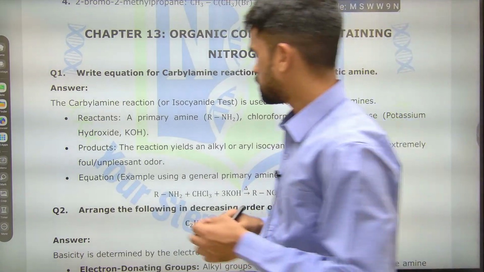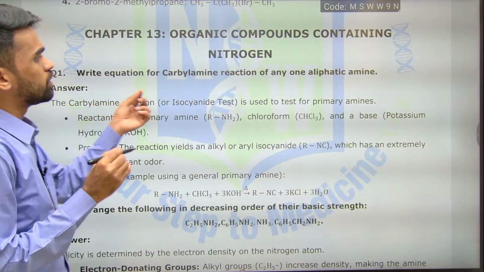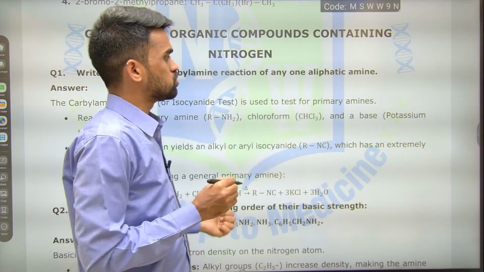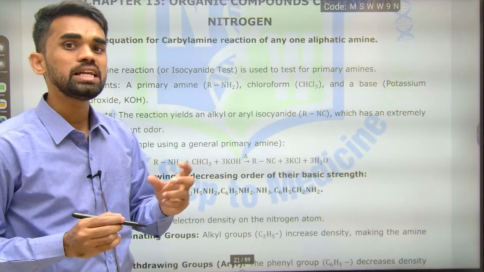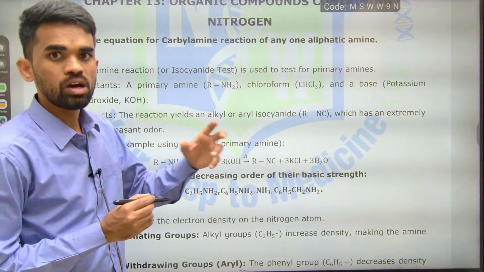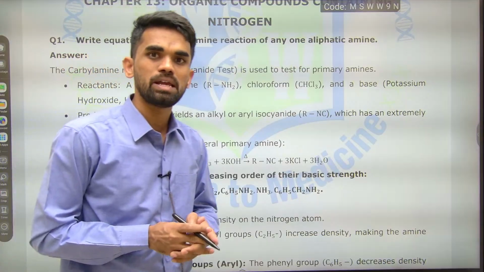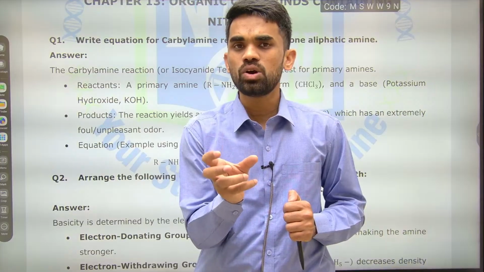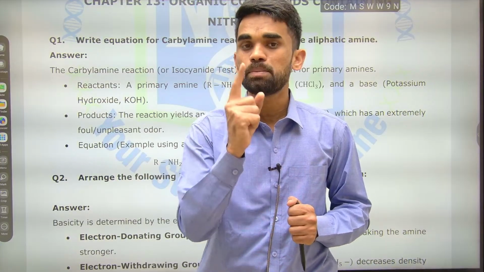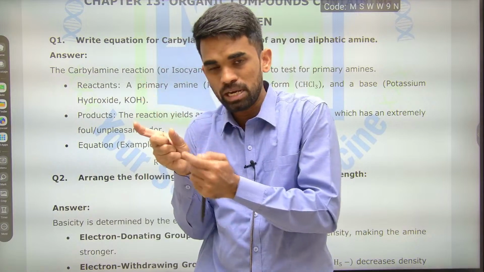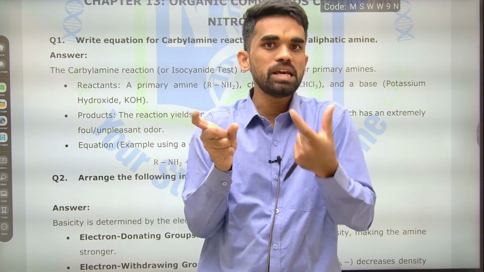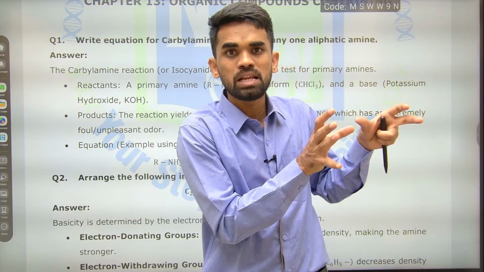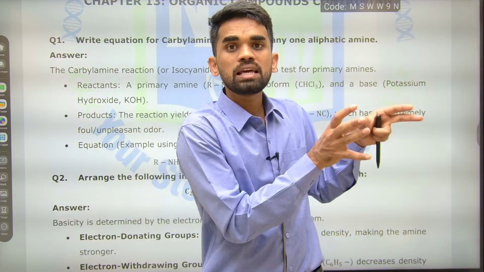So here the question says, write the equation for the carbylamine reaction of any one aliphatic amine. So you can take any aliphatic amine and give the carbylamine test. What do we mean by the carbylamine test? First of all, the carbylamine test is a test used to identify primary amines. A primary amine, upon treating with chloroform in a basic medium like KOH or NaOH, gives a foul smell, a very bad smell, by the formation of alkyl isocyanides.